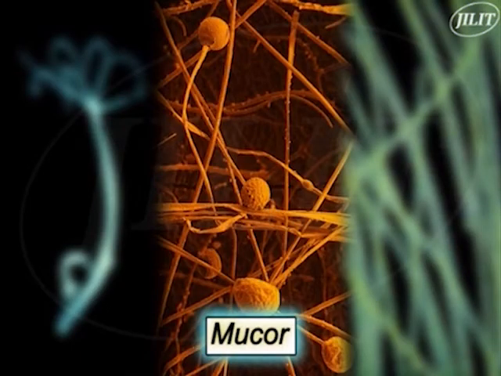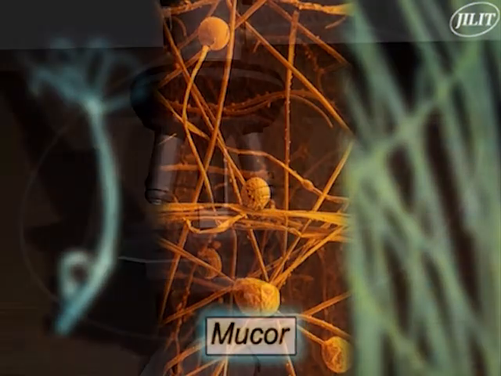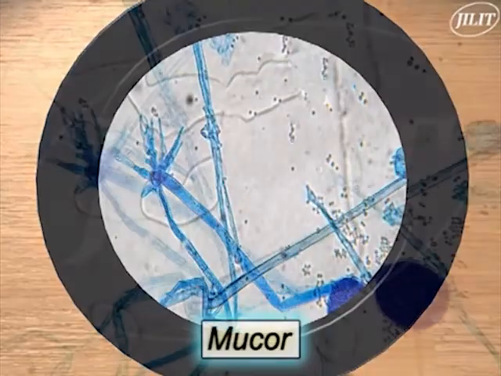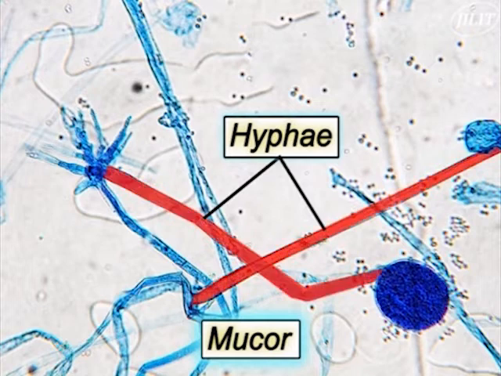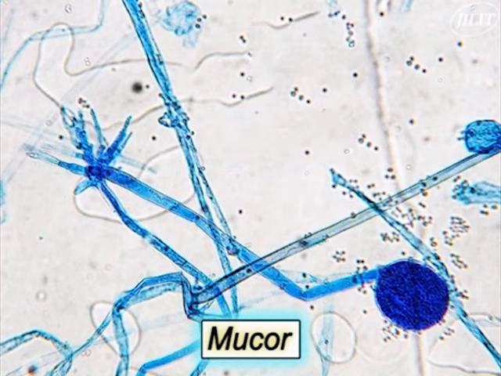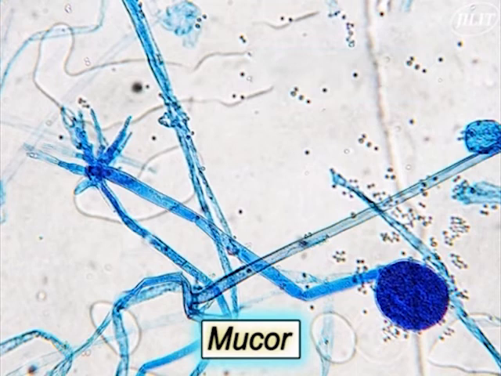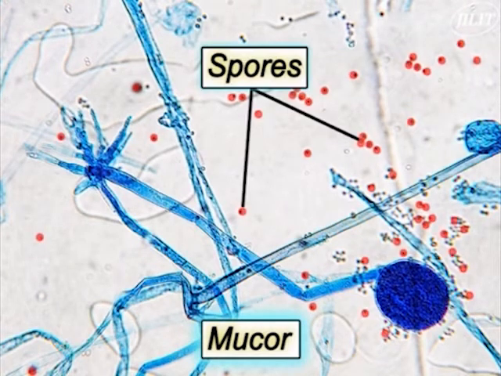This is Mucor, a type of mold. It consists of fine threads called hyphae. The tips of these hyphae develop into black structures known as sporangium. When sporangia burst, spores are released.